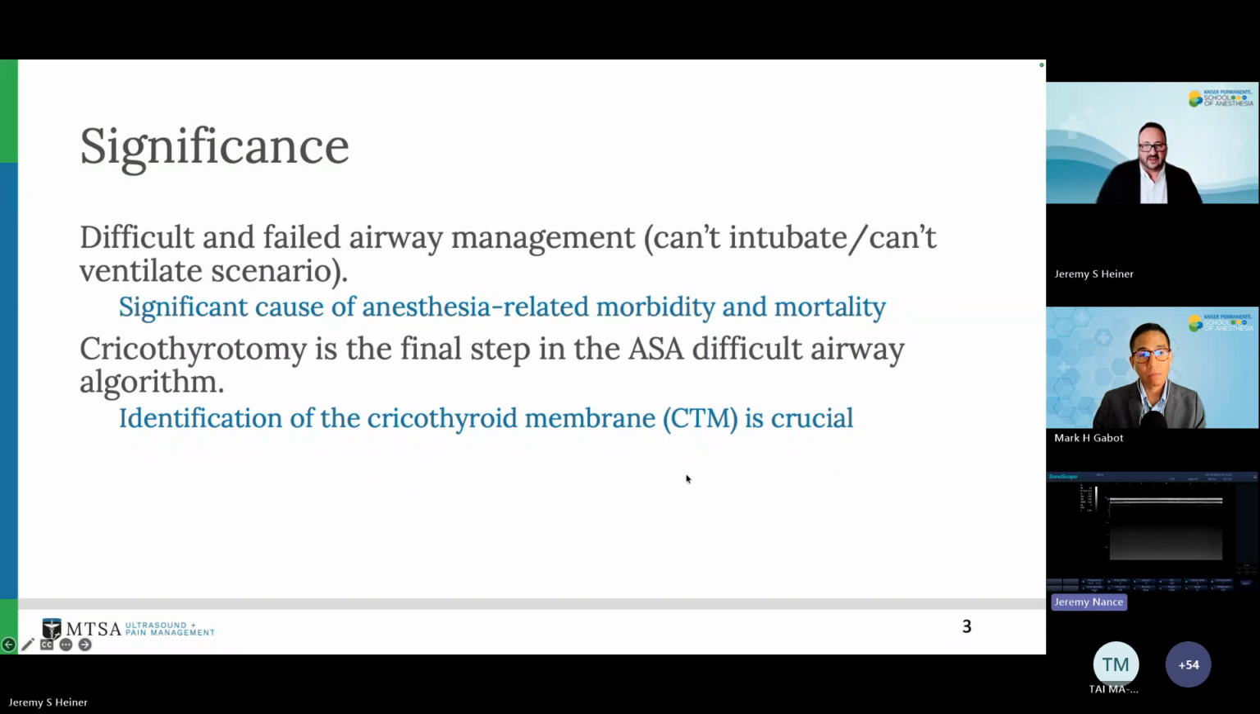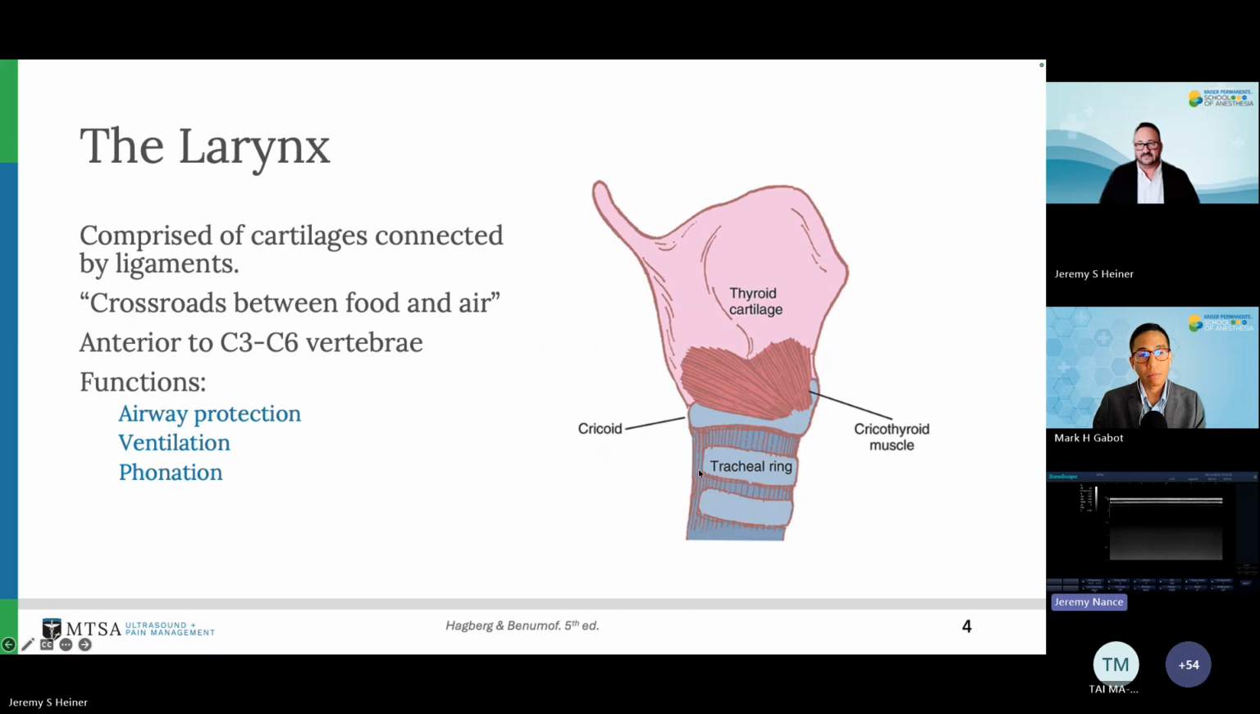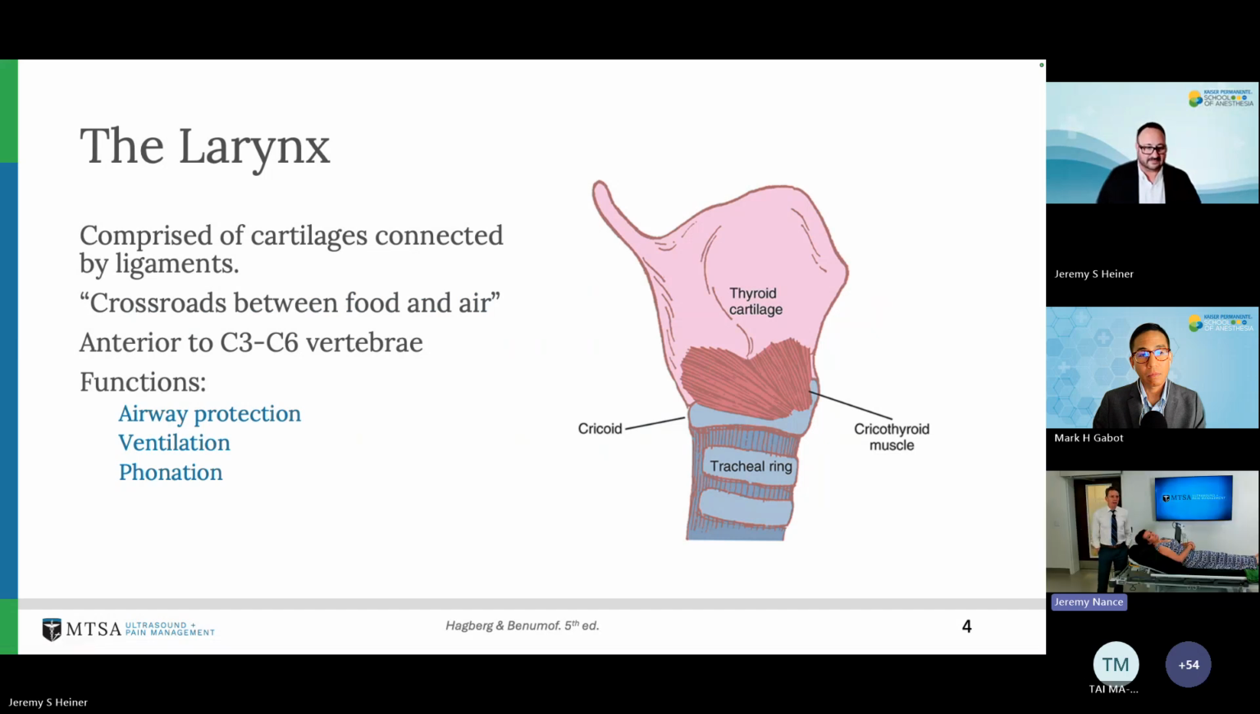And Jeremy, just out of curiosity, at your facility, do you have a predetermined cricothyrotomy kit you use? Have you created your own kits with a bougie and a scalpel like we're going to demonstrate tonight? Or is there any guidance in the new difficult airway algorithm as to what we should be using?